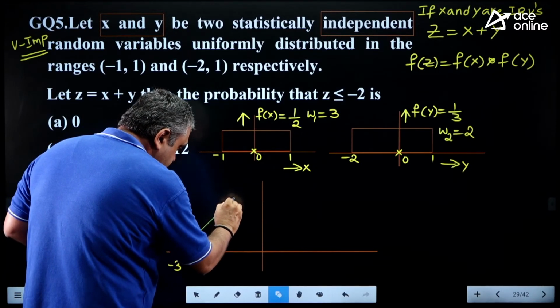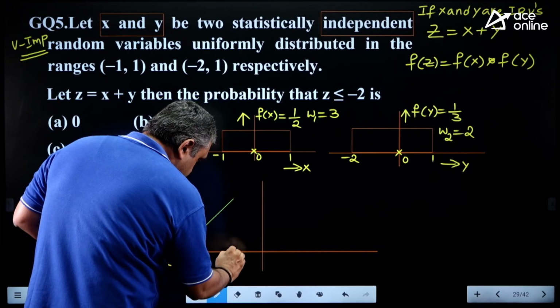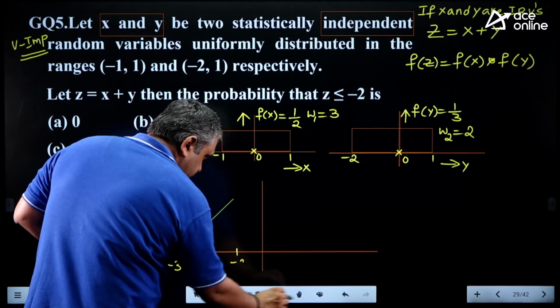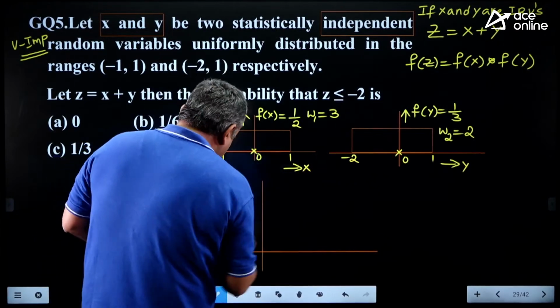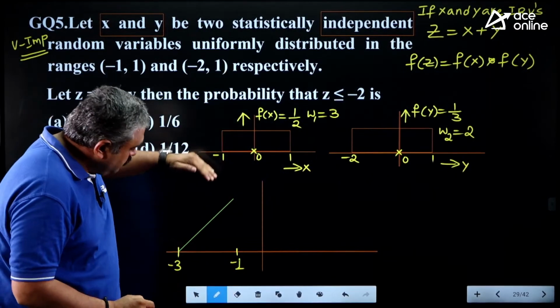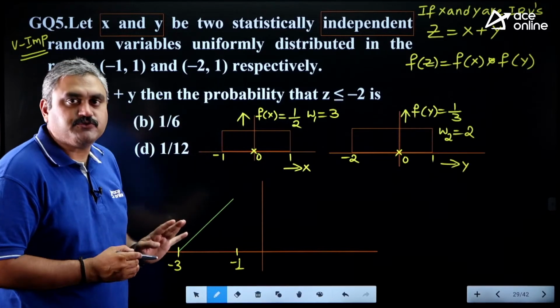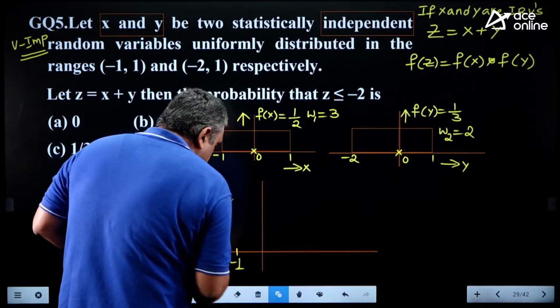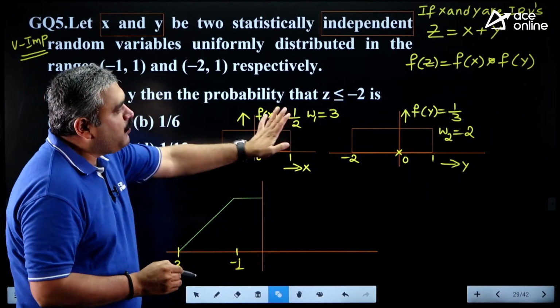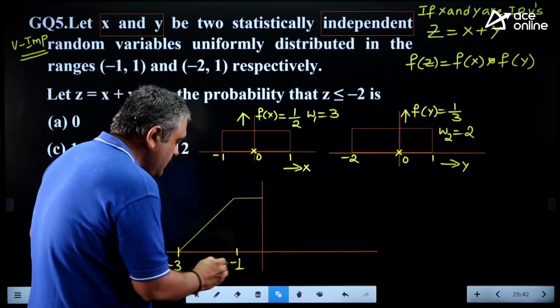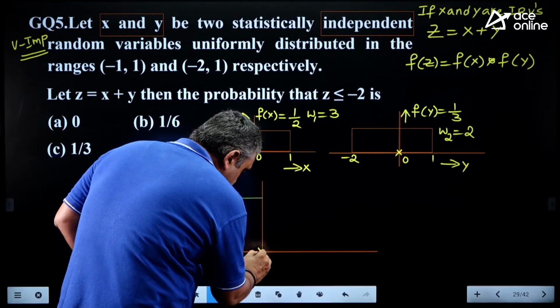How are we fixing that -1? Add that smaller width to the lower limit. When you add the width of this smaller signal, which is 2 units, to -3, it will be -1. So from -3 to -1, you will have a positive ramp. Then you will have a constant over the difference of widths of the two signals. What is the difference in widths? 1 unit. Add 1 to this -1, which means up to 0 you will have a constant.